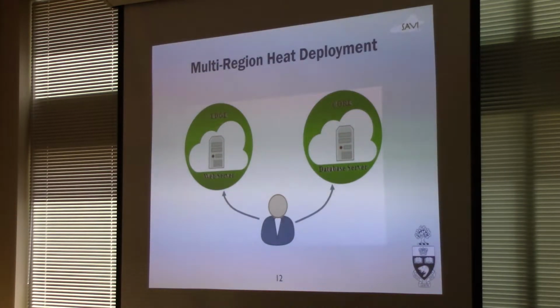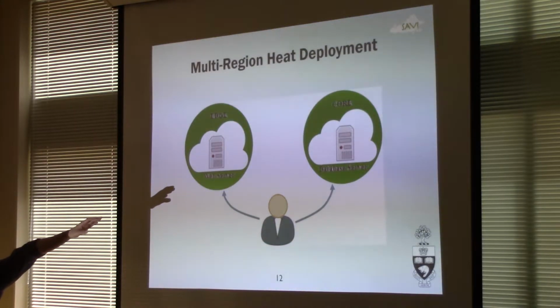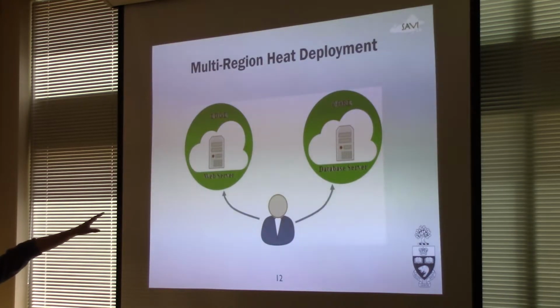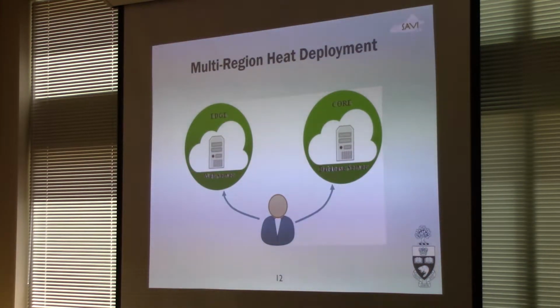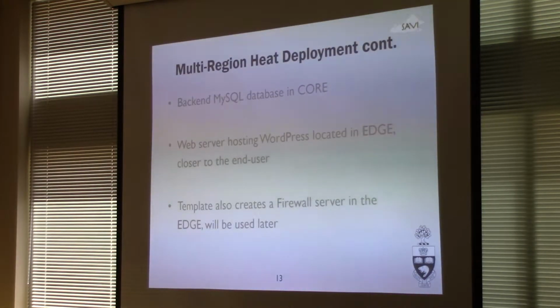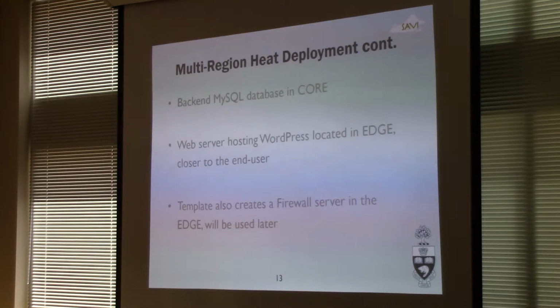So as I described earlier, we're going to do a multi-region deployment. We're going to deploy a database server in the core region of our testbed, and we're also going to deploy a web server in the edge region, closer to the end users. So this multi-region stack will contain a backend MySQL database in the core, a web server hosting WordPress in the edge, and the template will also create another virtual machine that actually has firewall software installed in it. That'll be used later on.